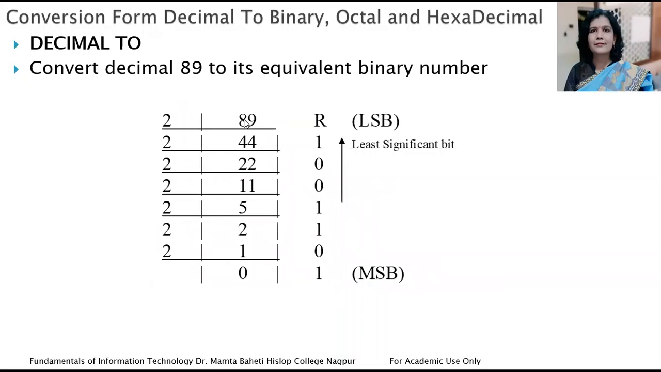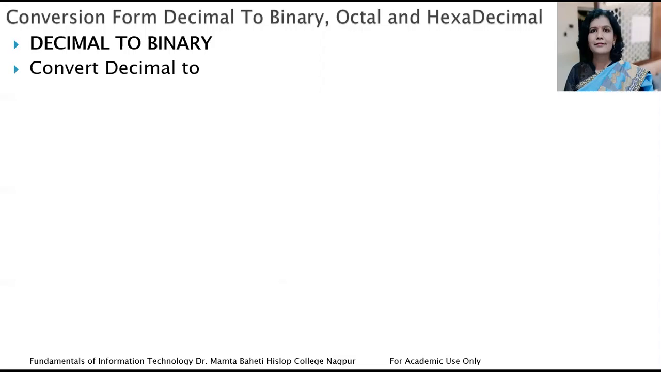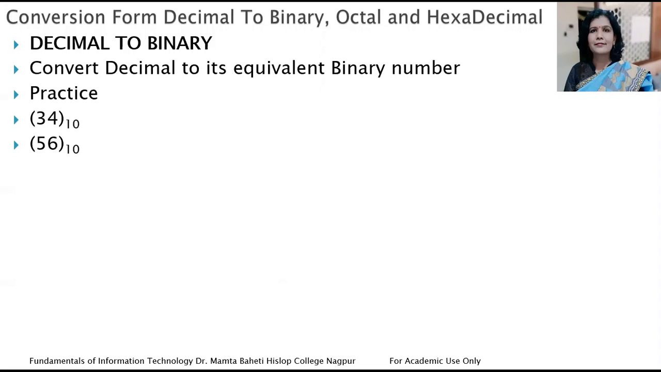Now one more example. Suppose you have 89 as a number. 2 44s are 88, 1 remainder. 2 22s are 44, 0 remainder. 2 11s are 22, 0 remainder. 2 5s are 10, so 1 remainder. 2 2s are 4, 1 remainder. 2 1s are 2, 0 remainder. Now this 1 is less than 2, so it is carried forward as it is. I hope everyone has got it. So this is decimal to binary conversion. Now practice on these numbers.